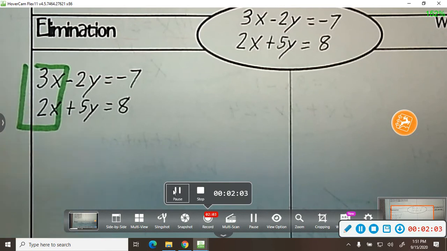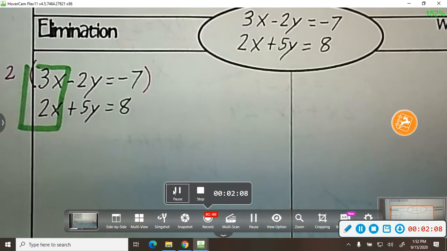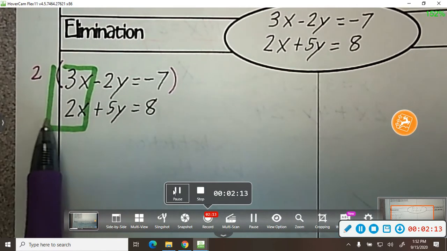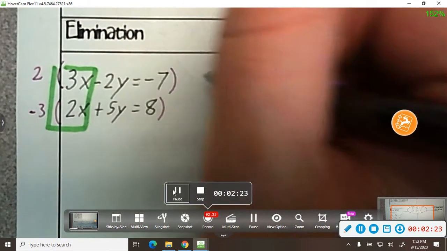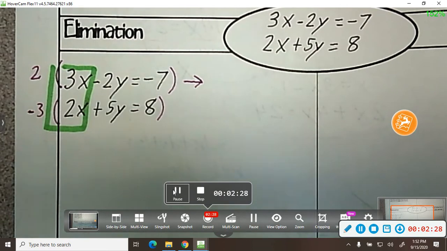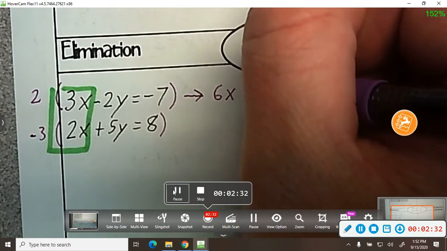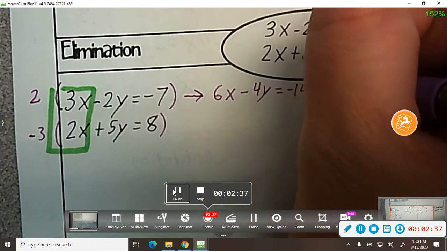So I'm going to multiply this times 2 to get 6. And if I multiply 3 times 2 to get 6, then I'm going to multiply this by 3, but maybe a negative 3 to make it opposite. So if I multiply that by 2, that just doubles everything. 6x minus 4y is negative 14.